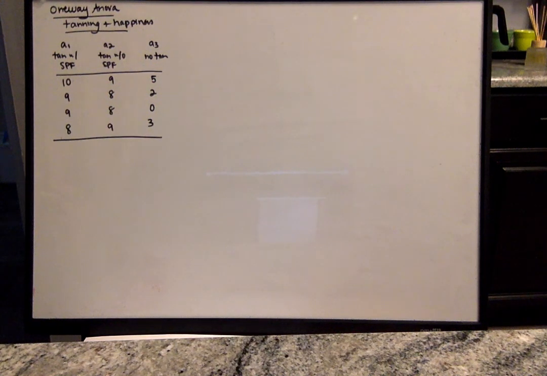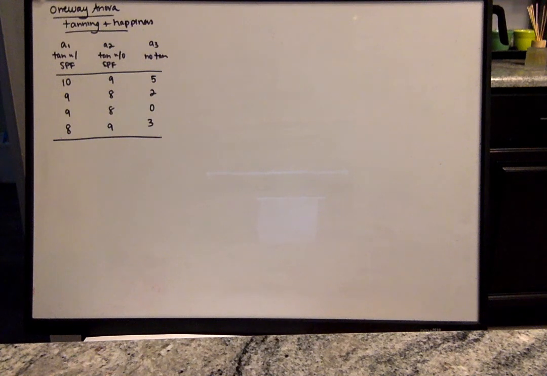Okay, so we're going to do another run through of a one-way ANOVA. For this problem, we are going to look at the relationship between tanning and happiness. So let's assume we own a tanning salon, we're working in the mall, and we do a study where we offer some people a tan and we make them wear sunscreen.